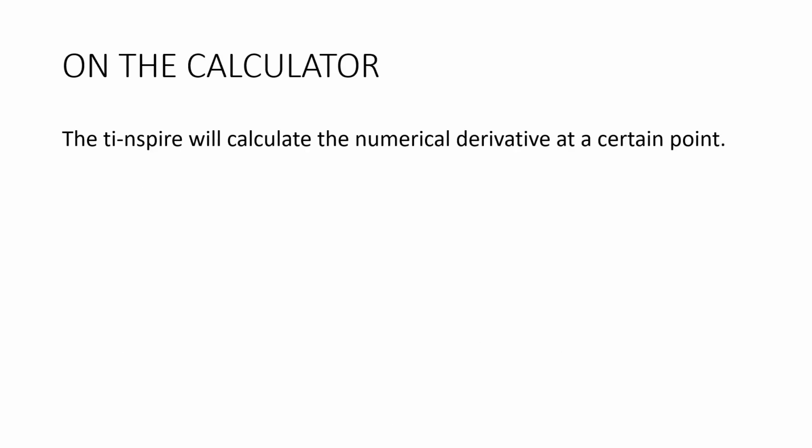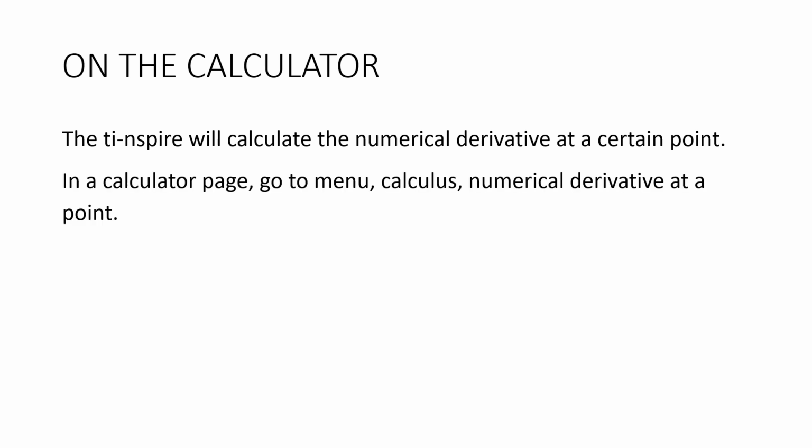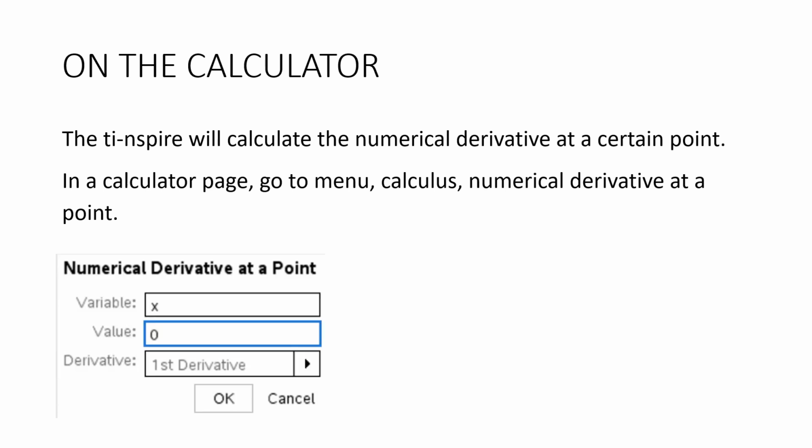Now, a graphics display calculator, like the TI-Nspire, will actually calculate the numerical derivative at a certain point. So you would open up a calculator page and go to Menu, then Calculus, and Numerical Derivative at a point. And you will end up with this screen. So our variable is x. You have to put in a value, so it's not going to work out just a derivative for you. So in this case, I'm going to put in 0, x is 0, and I'm going to choose first derivative.